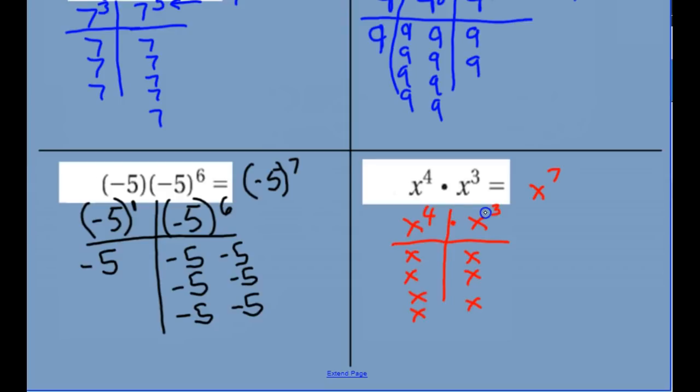Some of you may have noticed all we're doing really here is adding up our exponents, which is true. That is what we're doing. You can do that. But writing these out like this will help us later on.